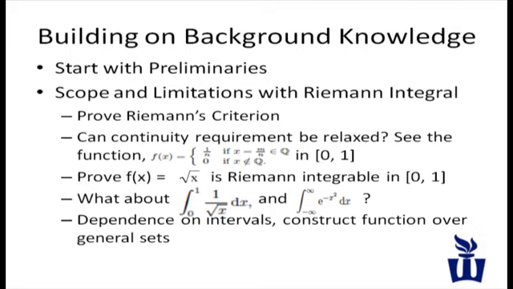Now I am trying to build on their background knowledge. I started with the preliminaries, and then I started to develop the inquiry through this background knowledge. We talked about the Riemann integral, and then I started asking what the scope and limitations of the Riemann integral are. This is where students had to start talking. Students had to explain to me or to others whether they can prove the Riemann criterion. I gave them what the Riemann criterion is and reviewed it, and I said, you need to start thinking about the proof.